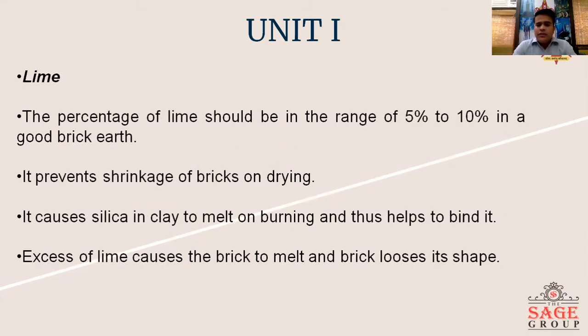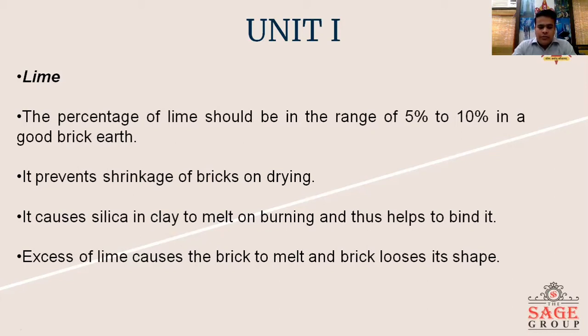Then lime. Lime is a basic material used from ancient times for binding of material. The percentage of lime should be in the range of 5 to 10% in a good brick. That means the binding requirement in the brick is 5 to 10%, because it is not a binding material. It is used in brick to bind the brick and get its regular shape and size. It prevents shrinkage of brick on drying. That means the shrinkage or the cracks which would occur in the bricks when drying in the open atmosphere, it prevents the formation of cracks on the removal of moisture.